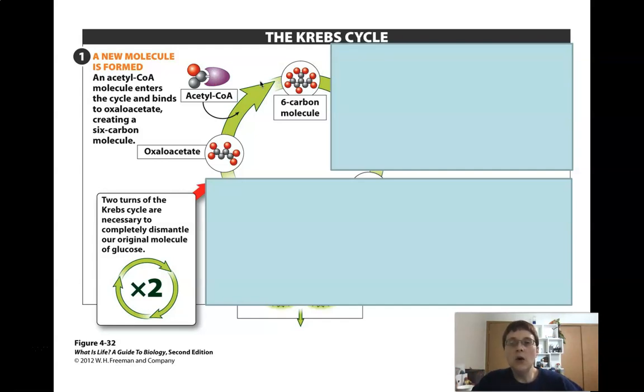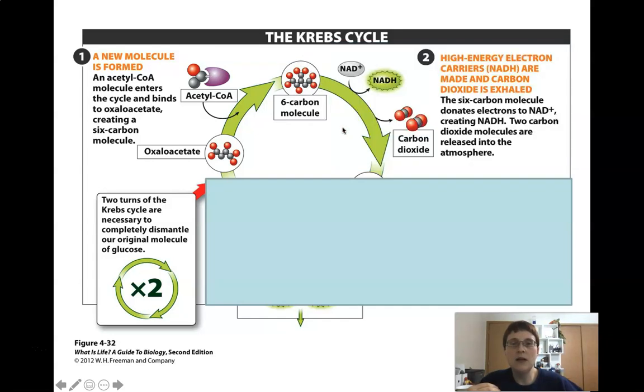Because the goal is to break this apart so we can get all of the energy out of it that we can. So the cycle puts it into the 6-carbon molecule, and it's going to start tearing it apart. The first thing it does as it's tearing it apart is make more NADH, and as it does that, it ends up making more carbon dioxide. That carbon dioxide is released, we breathe it out, and we've got NADH.